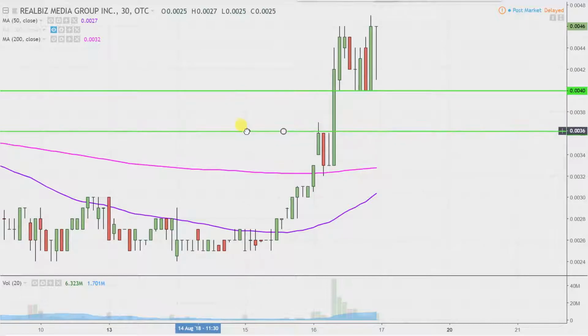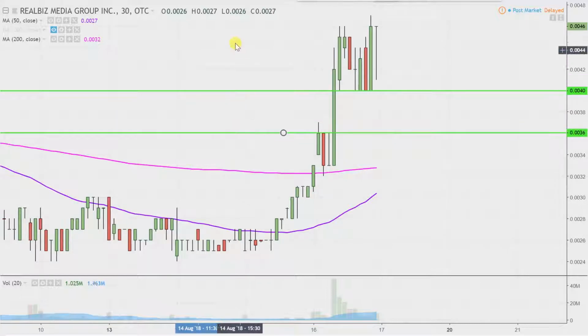What about the next level of support? The next level would be that previous breakout point down there at 0036. So near term, 004 and 0036 are going to be those levels of support.